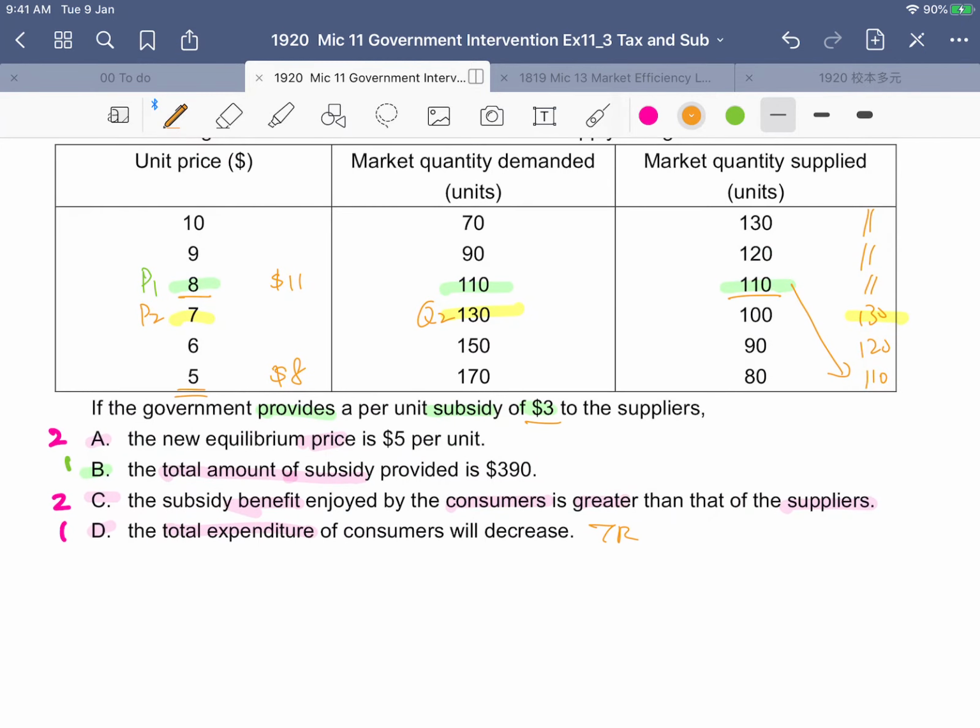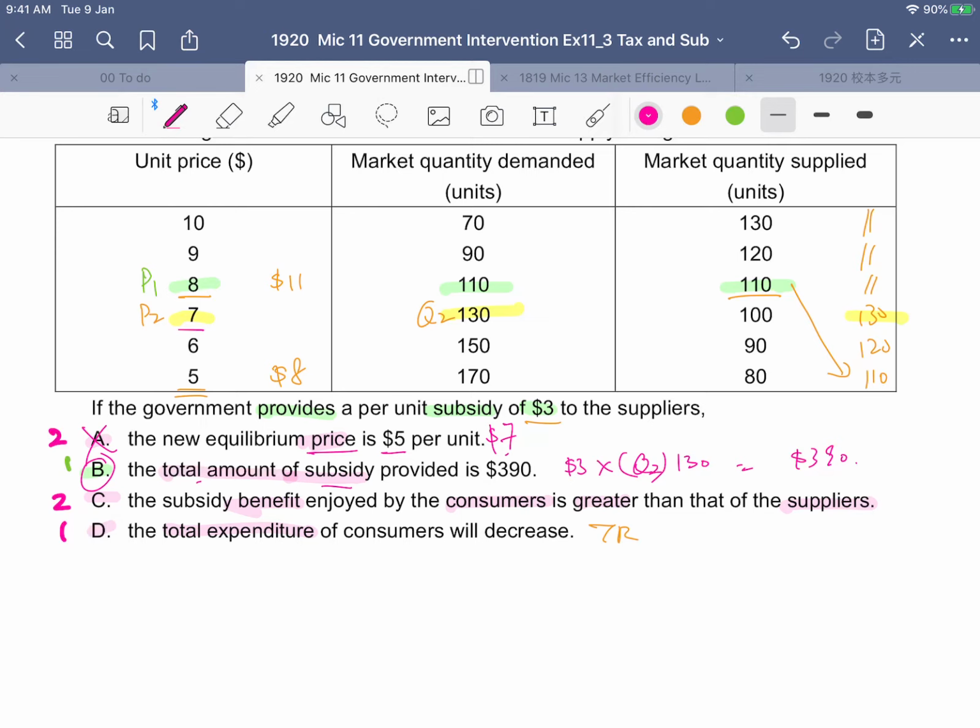We got all the basic information, so let's check the answers. The first one says the new equilibrium price is 5. Oh, I'm sorry, we know it should be 7, so it is incorrect. It should be $7. Then the second one, total amount of the subsidy, 390. How do I find that? The subsidy is $3 each, and we times Q2, basically the quantity sold, which is 130. That is 390, so that is correct.